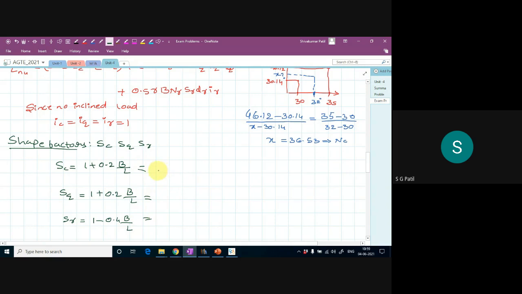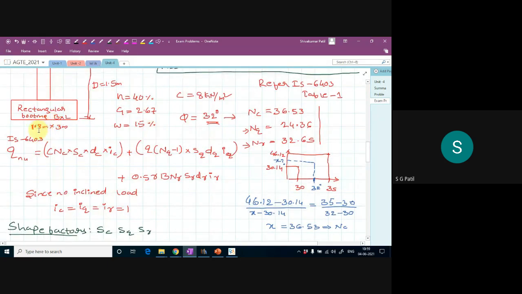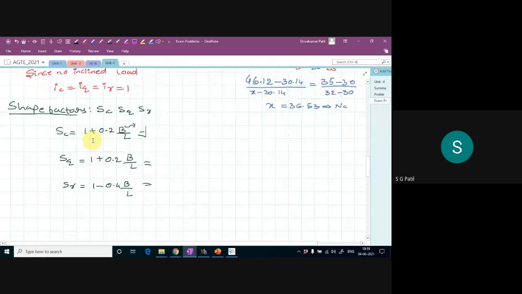How much you are getting? B is how much? Always the smaller dimension is your B value. B is 1.8 and always the larger dimension will be your length value. So B is 1.8 and the length is 3 meter. If you substitute here, SC you should get 1.12, SQ also same thing, 1.12, and S gamma will be 1.24. Okay, so next you have to calculate depth factors.